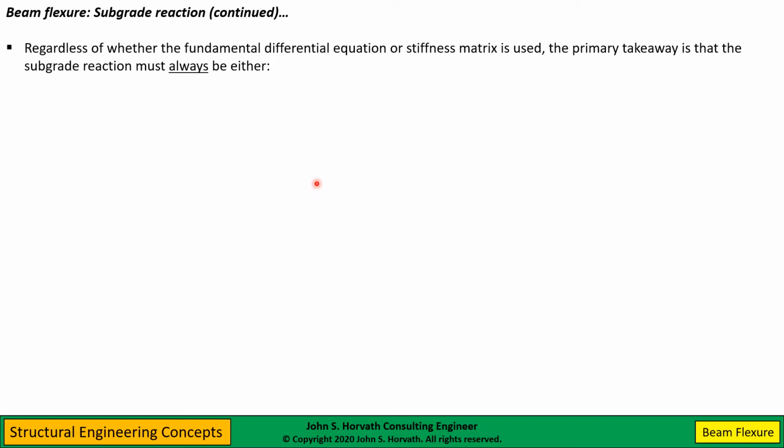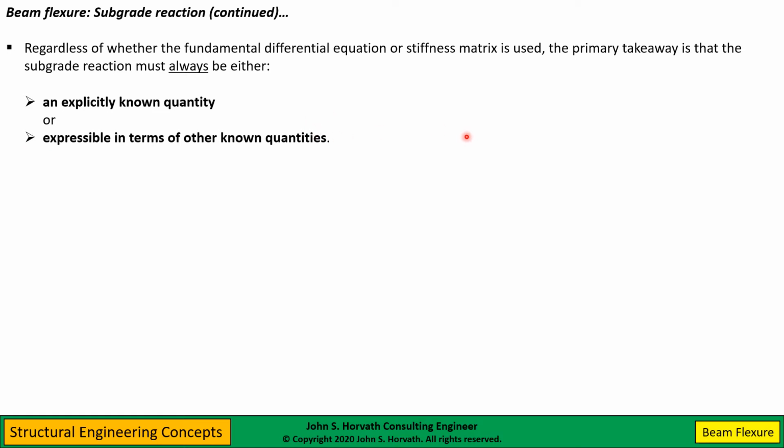So regardless of whether you use the differential equation or stiffness matrix, the primary takeaway I want at this point is to point out the subgrade reaction either has to be an explicitly known quantity or has to be expressible in terms of other known quantities. All right, so this is just emphasizing what I said a minute ago, and that is one way or another we have to be able to either know or define this subgrade reaction. And as we'll see, this is really the heart of what goes on as subgrade modeling and how we choose subgrade models.